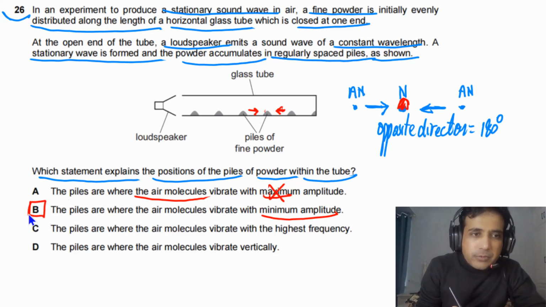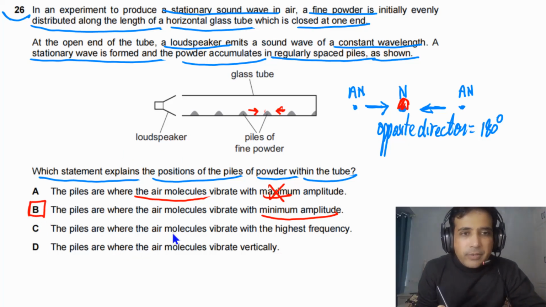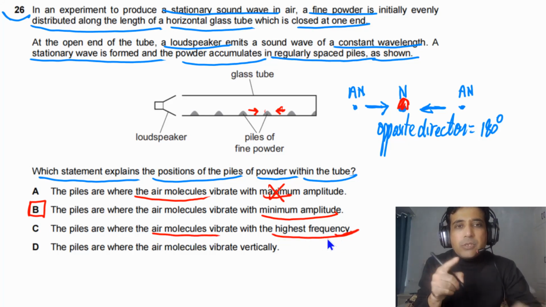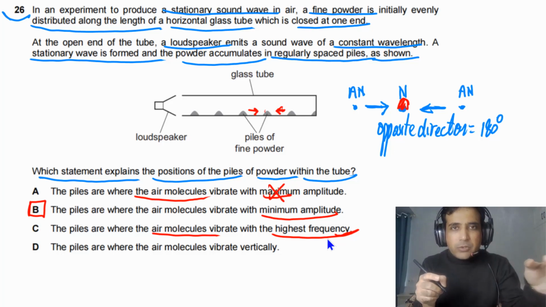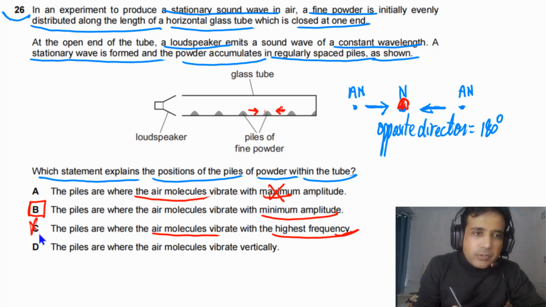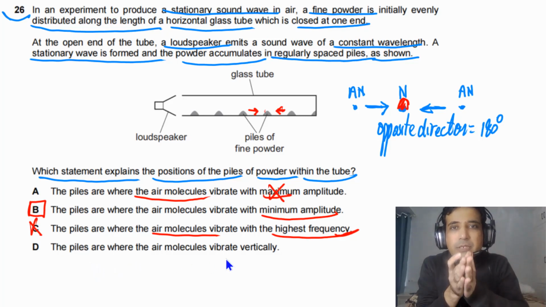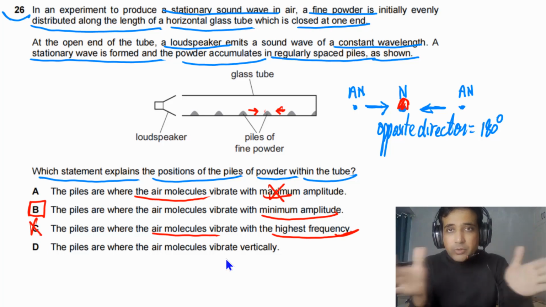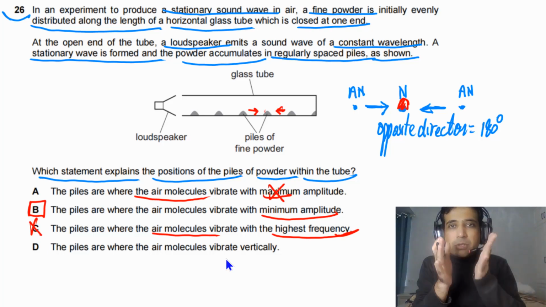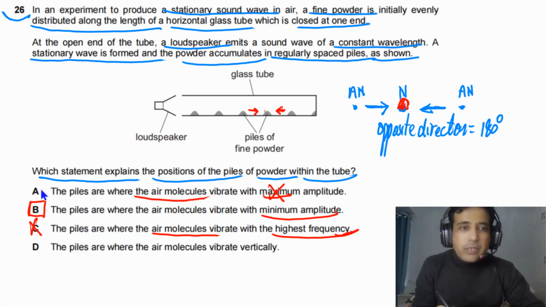The piles are where air molecules vibrate with the highest frequency. Actually, the wavelength of this wave is constant. It means all molecules have the same frequency. So this one is wrong. The piles are where molecules vibrate vertically. Molecules are not vibrating vertically. They move along the direction of the wave, because we are talking about a stationary sound wave. So this one is also incorrect. So the answer is B.